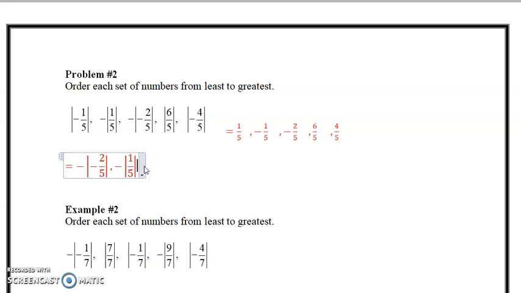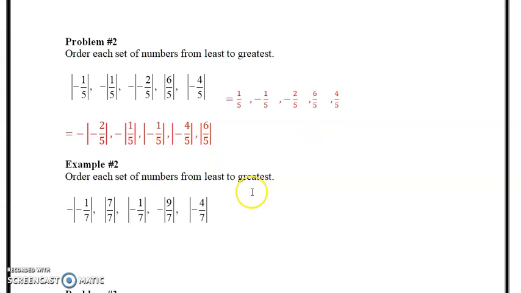The next smallest is 1/5, and that was the absolute value of negative 1/5. Next we had 4/5, which was the absolute value of negative 4/5. And the biggest we had was 6/5, which was just the absolute value of 6/5. Okay? And that's it. That's all to it.